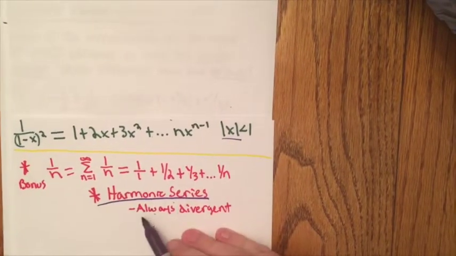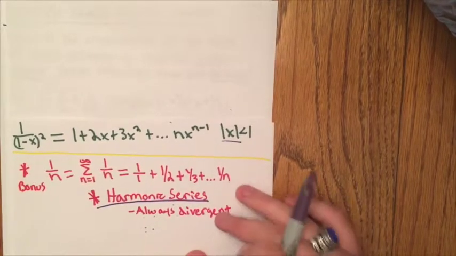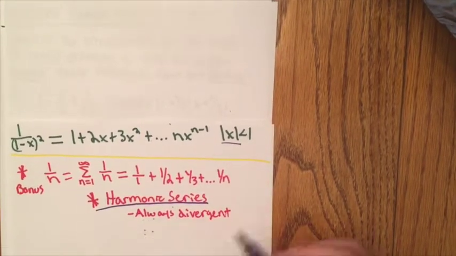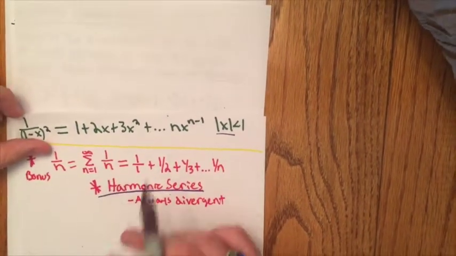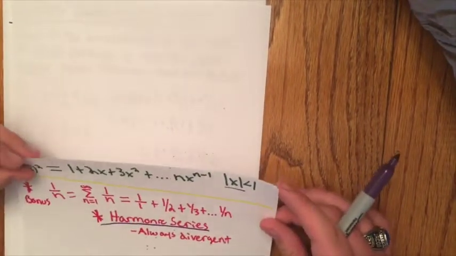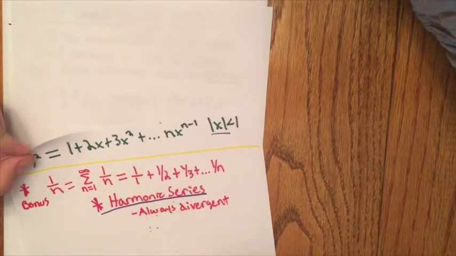And a bonus series you should probably know, but isn't specified in this specific video, is the harmonic series, which is always divergent and is 1 over n. So just so you know, that is the harmonic series. And in case you want to write that down, there it is.